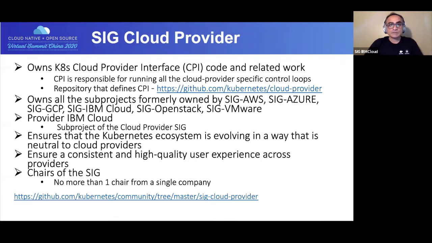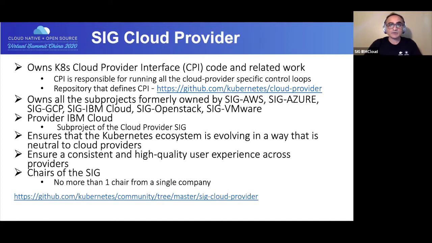So SIG Cloud Provider is one of the special interest groups in Kubernetes. It owns the code for the Cloud Provider interface and related work. As you may know, for Kubernetes to run on a provider specific cloud, it needs certain functionalities that are provided by control loops.